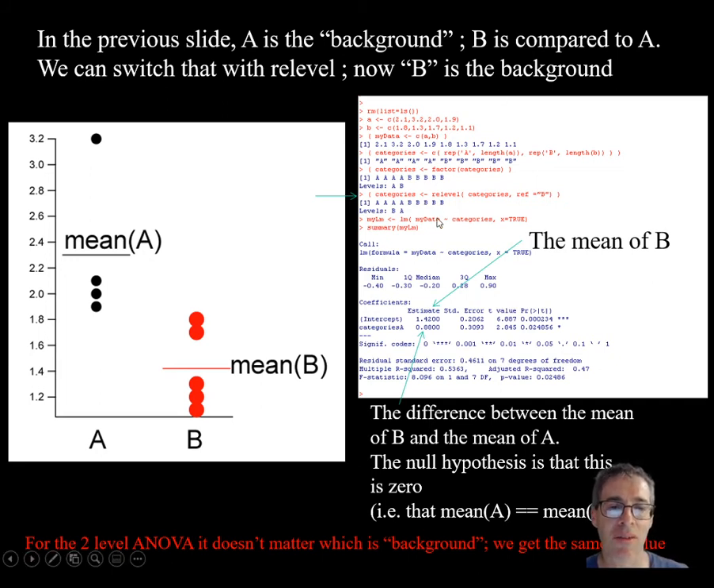And again, that command in R is relevel. So you can force R to set as the background whatever you want, and then the math will crank through when you do the ANOVA test.